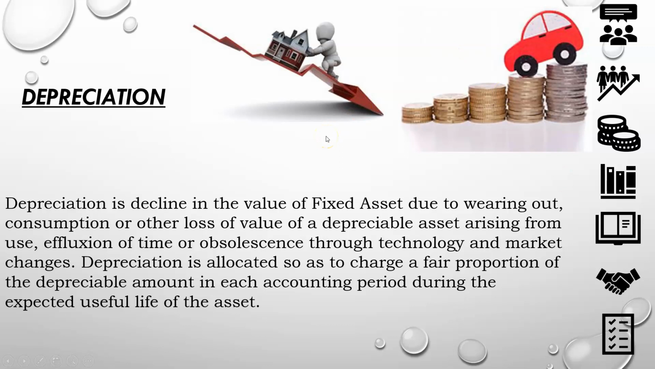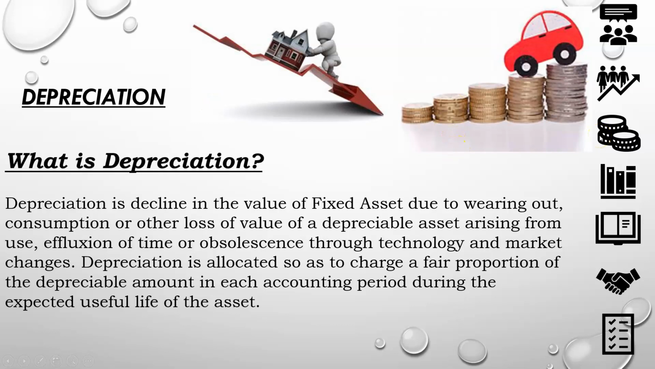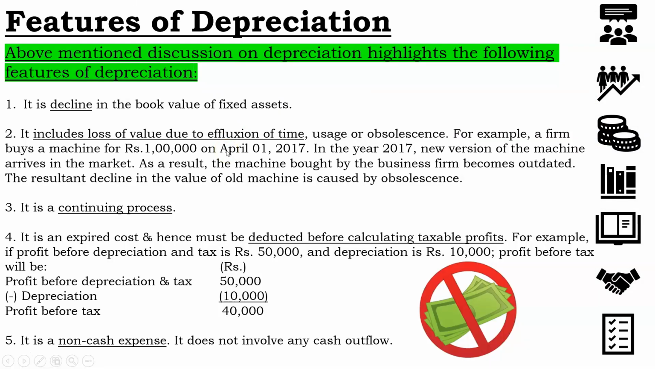We studied the concept of depreciation. As seen in the pictures, the products or the property, plant and equipment are climbing down in money. That means there is a decline in the value of these assets which is due to depreciation. Then we studied the features of depreciation, wherein we saw that the decline in the book value of a fixed asset is called depreciation. It includes the value lost due to the passage of time, usage or obsolescence.